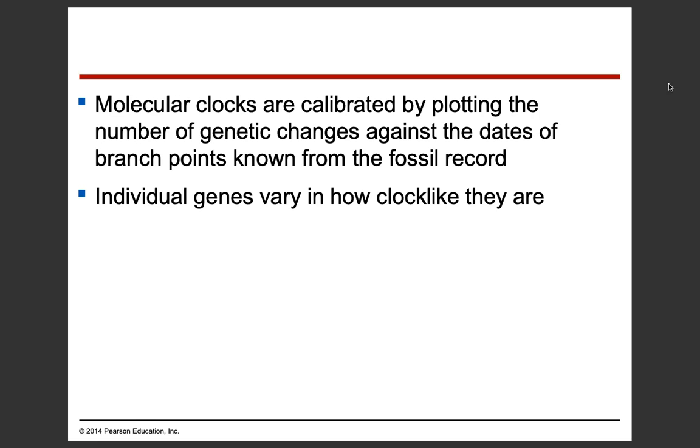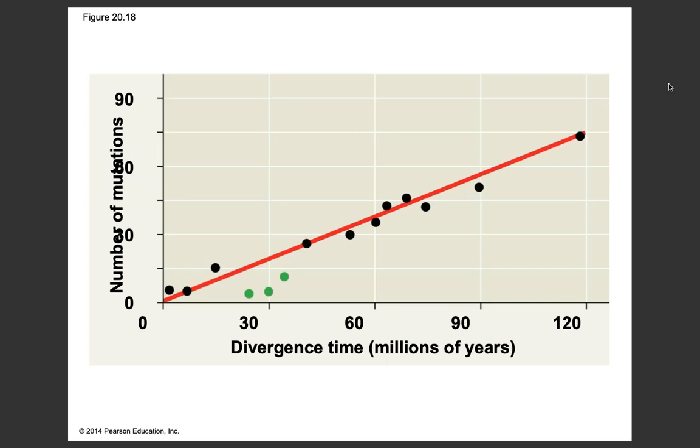So molecular clocks are calibrated by plotting the number of genetic changes against the dates of branch points known from the fossil record, because you can use carbon dating and all of that. Individual genes vary in how clock-like they actually function, but you can try to get a graph overall to determine the molecular clock for different organisms.